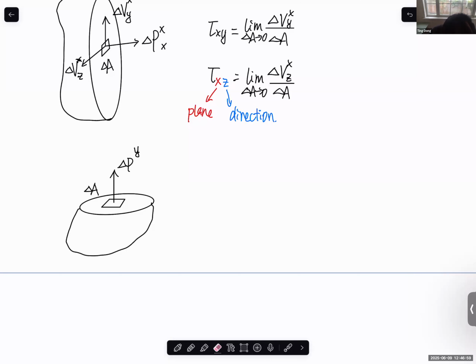And for the shear, it can be in two directions. So let's say we have this on the y plane.